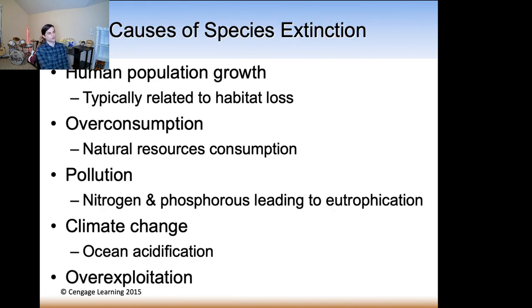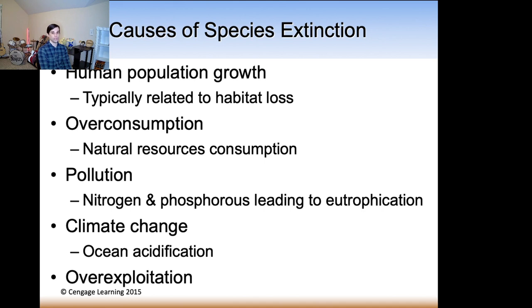What else can cause organisms to go extinct on that list? Human population growth, solely related to habitat loss. The more of us, the less habitat they get. So when their habitat goes away, they go away as well. Overconsumption, we use a lot of stuff. If we cut down the whole rainforest, they're not going to have any food. So we cut down their food, and that's what happens.